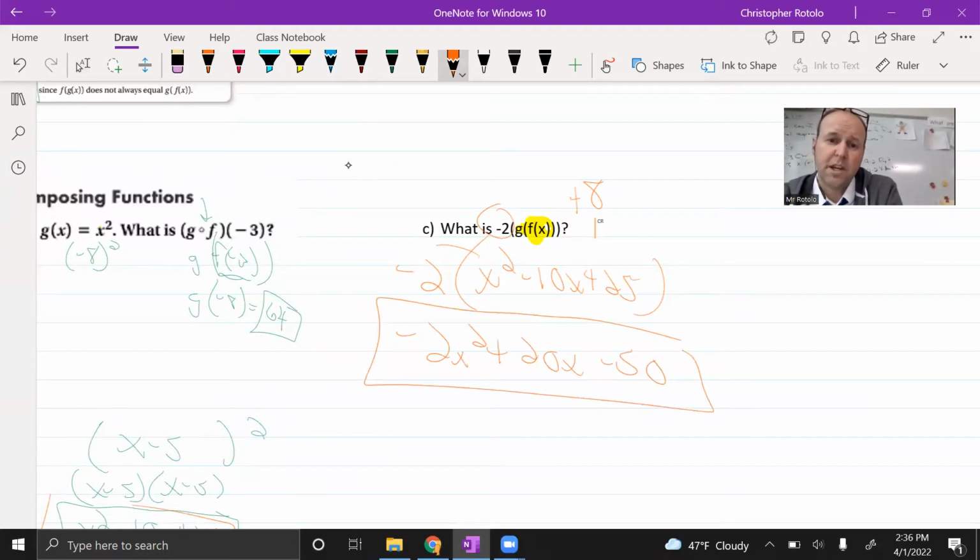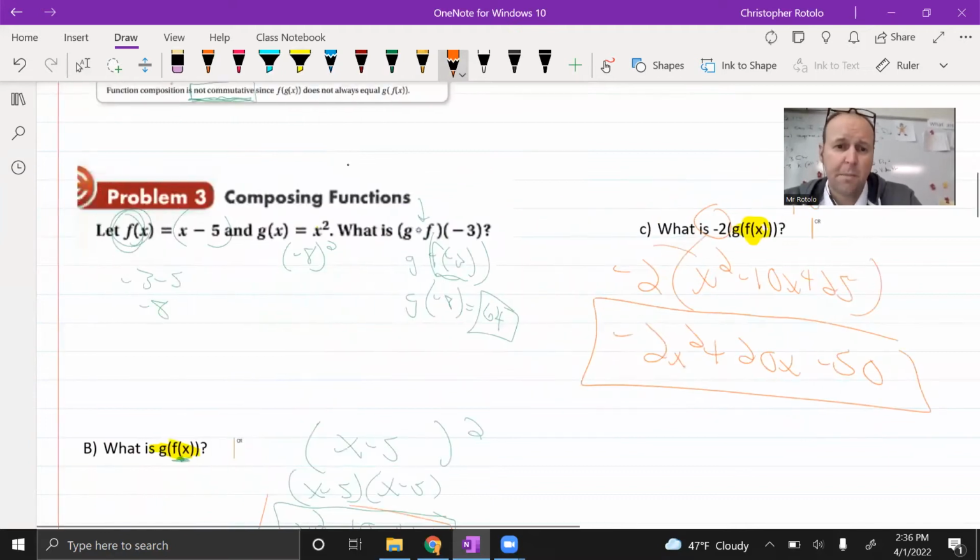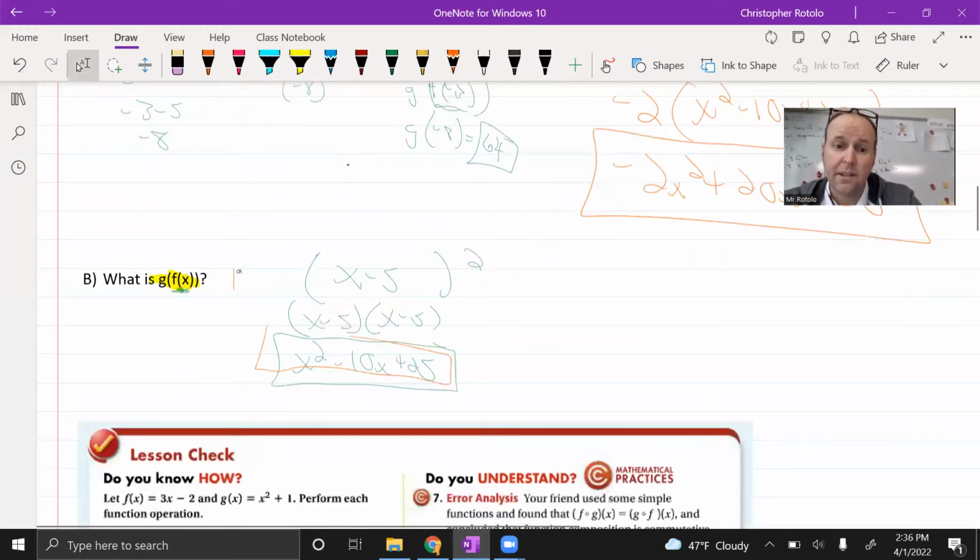So that's -2 times g of f of x, and that's how we say that, g of f of x. That's composition, very different than foiling it together or multiplying it.